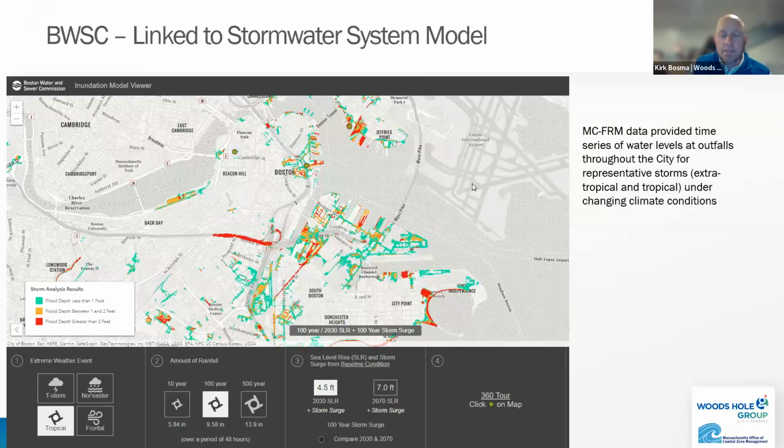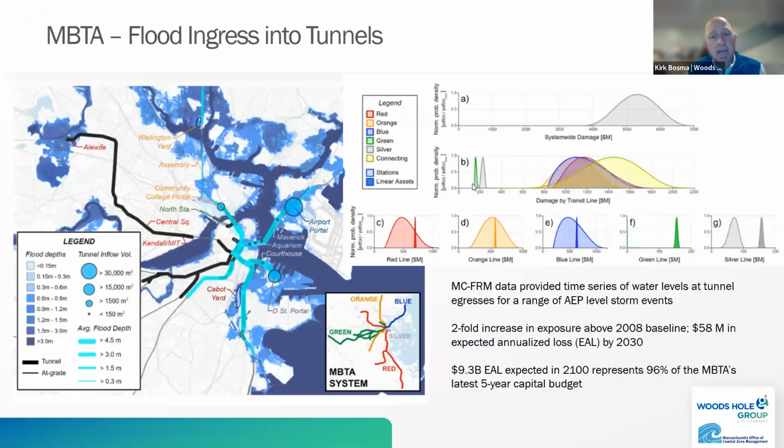So one example, MBTA's used it in a similar way, although not in the water. We provided them time series information of specific AEP storm events at their tunnel egresses. Essentially, if there was an opening to their MBTA tunnels, we provided the time series of water surface elevation overland at those locations for present day through 2070.